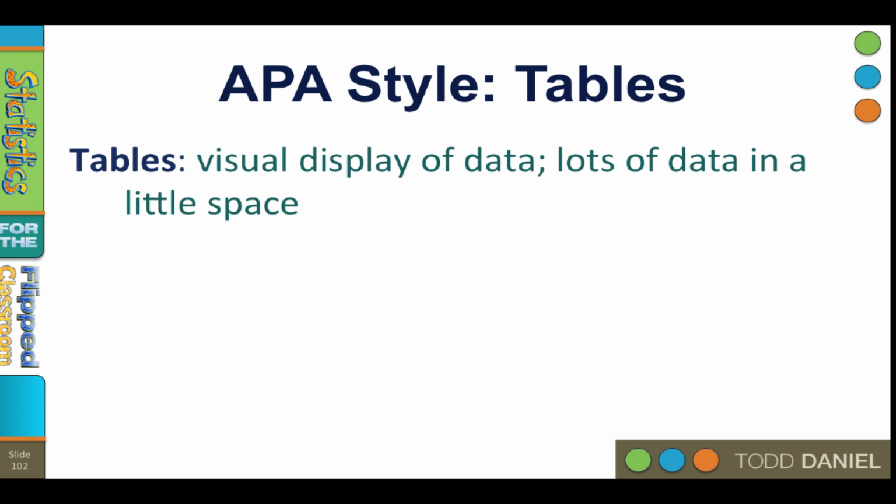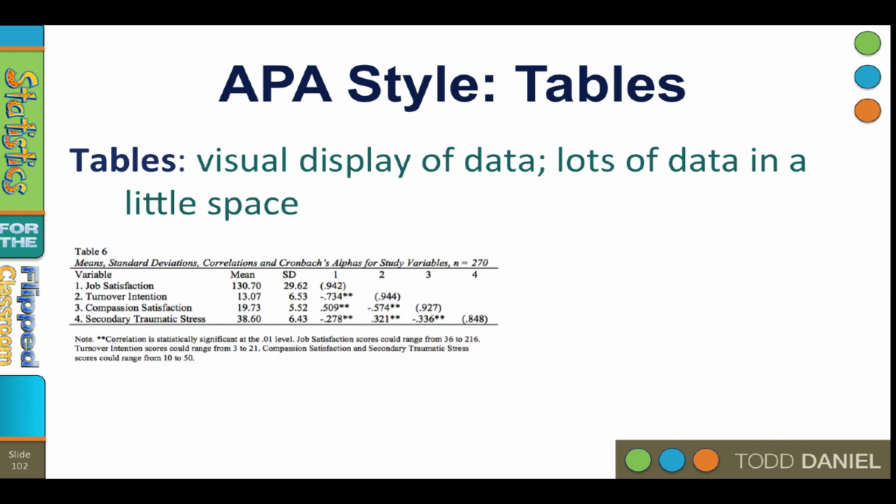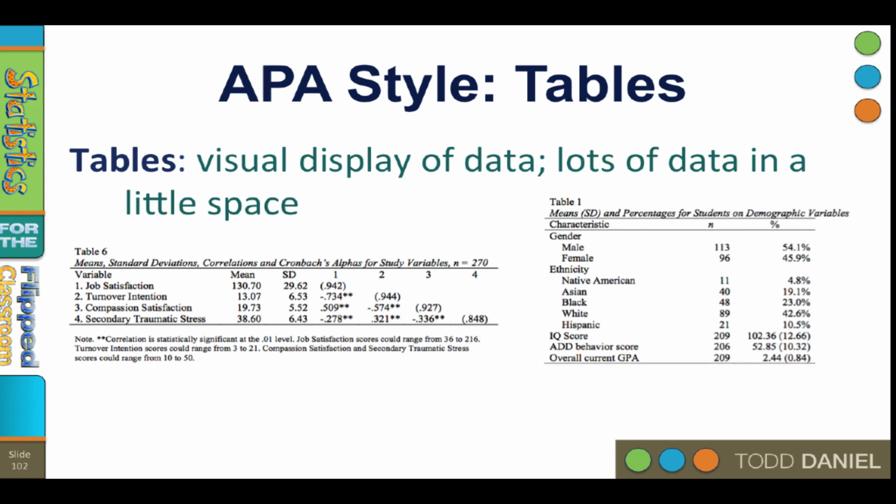Tables are a visual display of data. They can show lots of data in a little space. The lines on the table are called rules. At a minimum, you need one rule across the width of the top of the table, and one rule across the width of the bottom of the table. Typically, however, you will see a third rule across the width of the first row of the table.